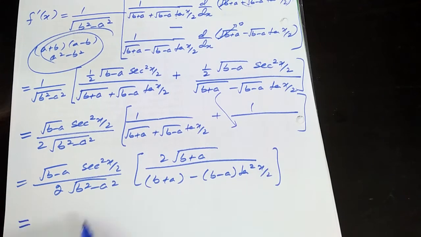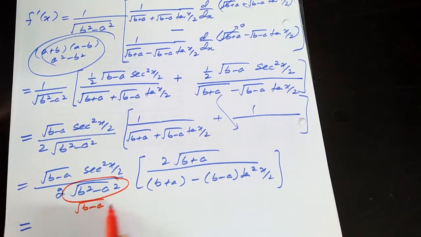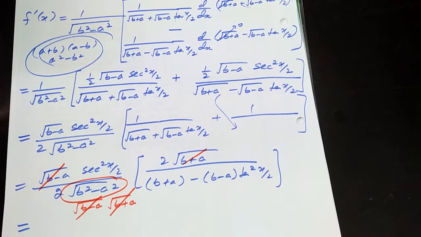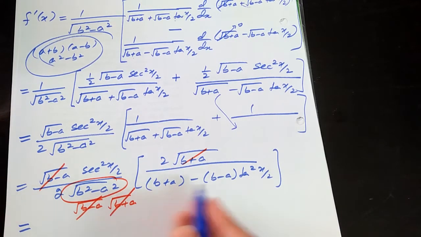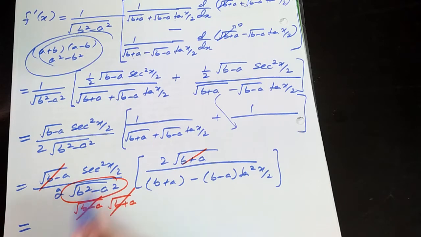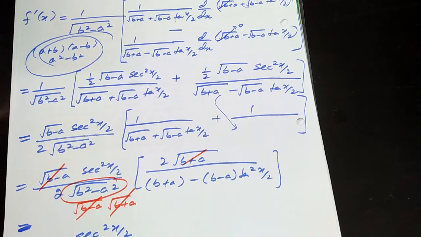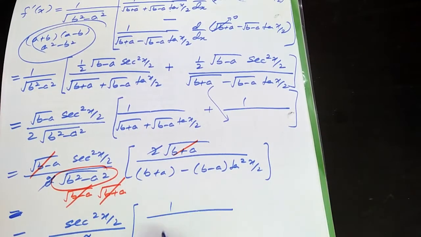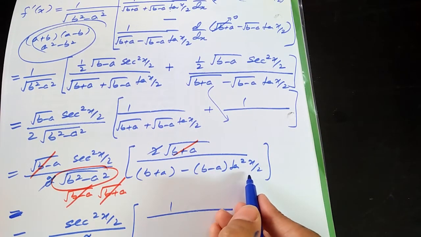Now we know that under root b square minus a square is equal to under root b minus a into under root b plus a. So this will be cancelled out and this term will be cancelled out with this one. So after simplification, the answer will be secant square x by 2 divided by 2. This 2 and 2 will be cancelled out, so there is no need to write 2 here, into 1 over, open these terms, we will get here the terms b plus a minus b tangent square of x by 2 plus tangent square of x by 2.